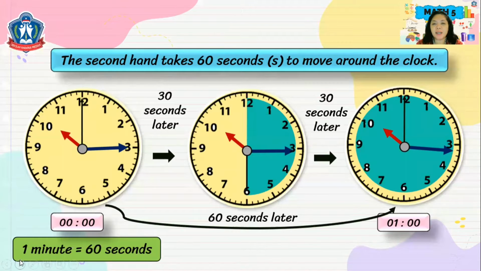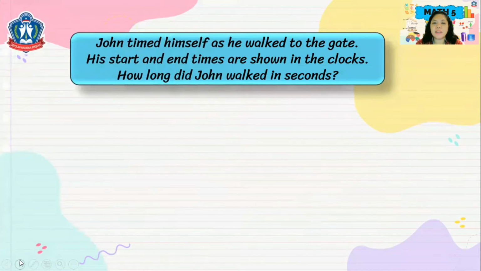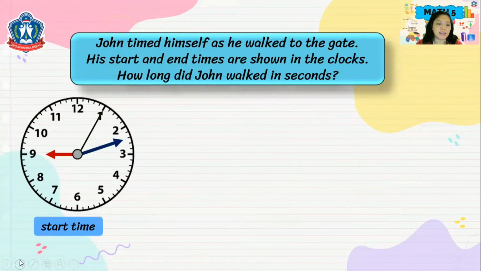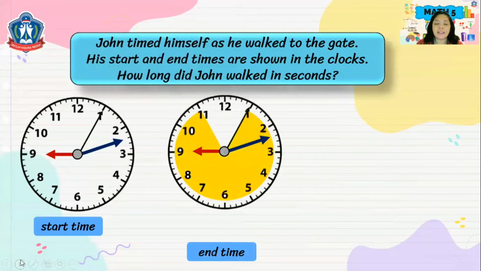I have here some problems about seconds and minutes. Let's try to solve them. John timed himself as he walked to the gate. His start and end times are shown in the clocks. How long did John walk in seconds? His start time is this clock. Look at the second hand. Then this is his end time. As you observe, the second hand in the start time is pointing at number 1. And on the end time, it finished around 11.